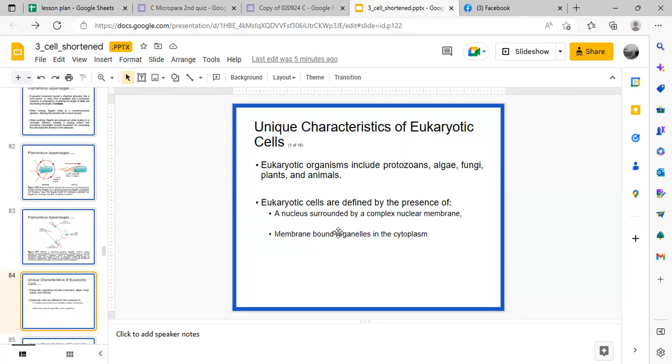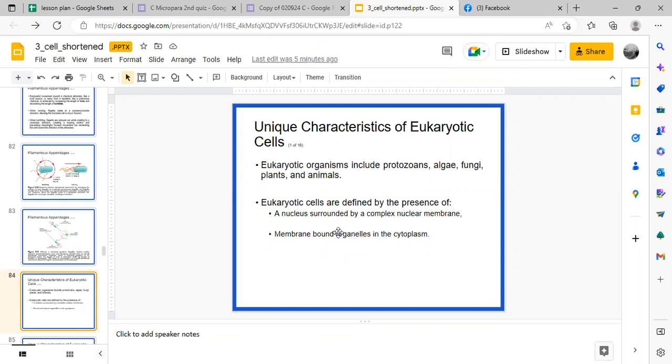Okay, ito na eukaryotic na tayo. So again, yung mga nasa domain archaea and bacteria, yun lang yung prokaryotic. So the rest are eukaryotic like protozoans, algae, fungi, plants, and animals.